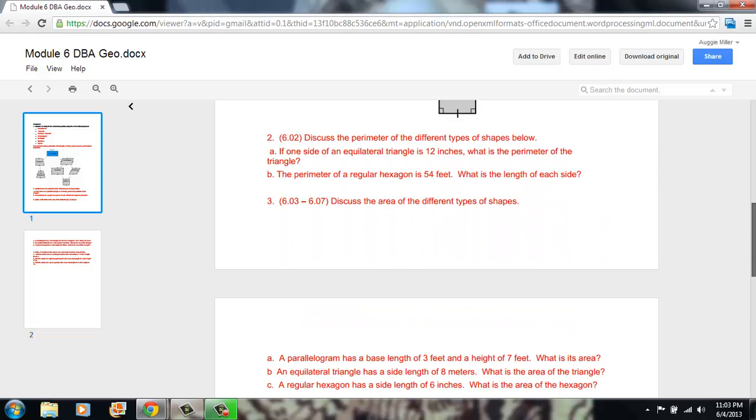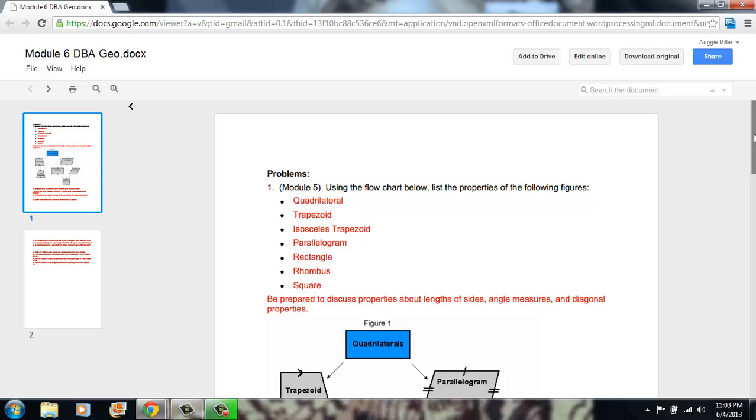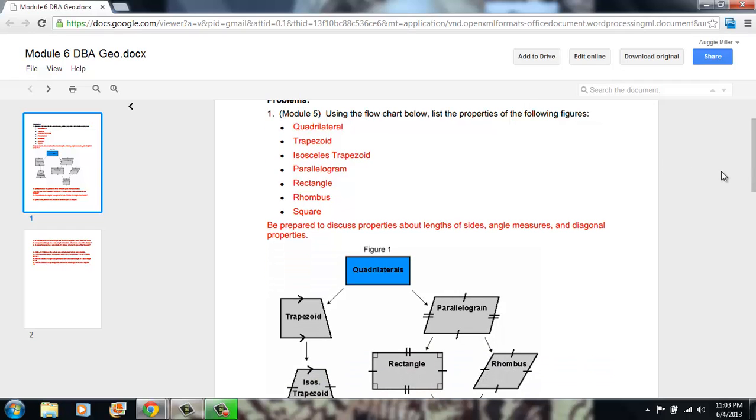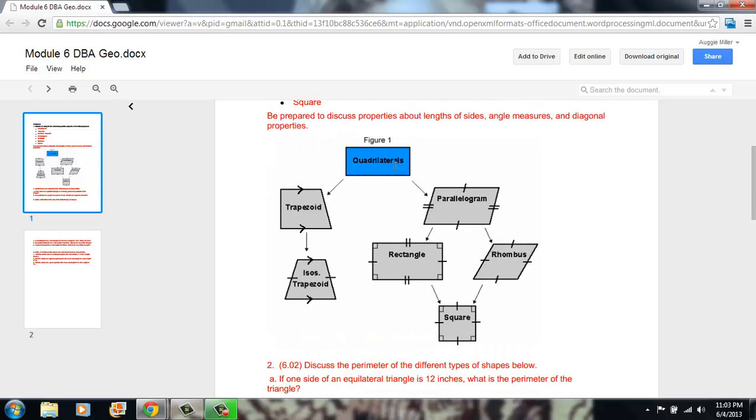Alright, so here is my chapter 6, or section 6, oral assessment. Problem 1, listing the properties of these following figures. So quadrilaterals, four-sided shape.